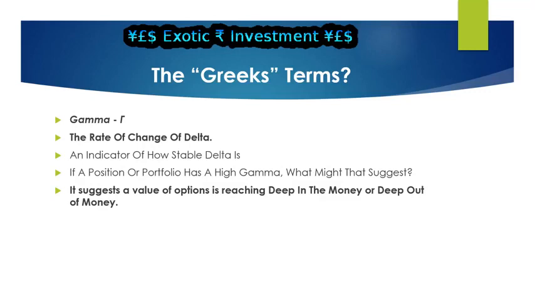What does that mean? If delta goes higher, it means that it is going deep in the money, because in the money means that delta is almost near to 1. Deep out of the money means delta is almost near to 0. So the rate of change of delta, if it is increasing, it is moving towards deep in the money. If it is decreasing, it is moving towards deep out of the money.